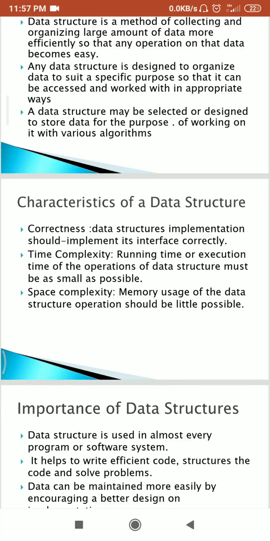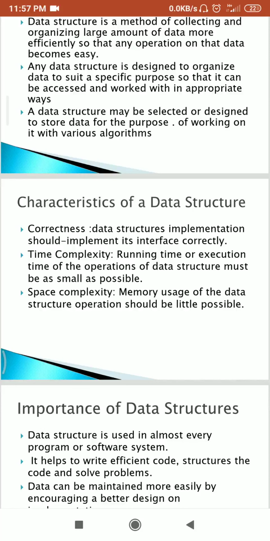Next one, time complexity. We already did some programs, C programs. While we are running or executing the program, those operations of the data structure must take as little time as possible. So we have to reduce the time. That is the basic time complexity. Next, space complexity. What is space complexity?